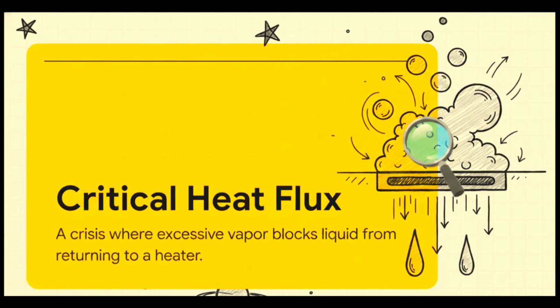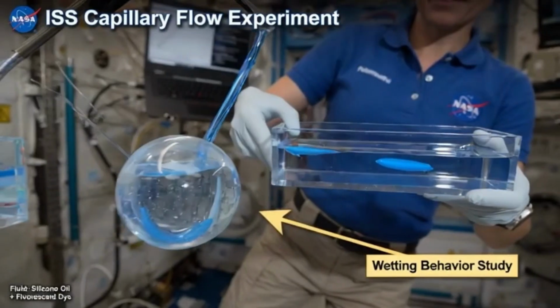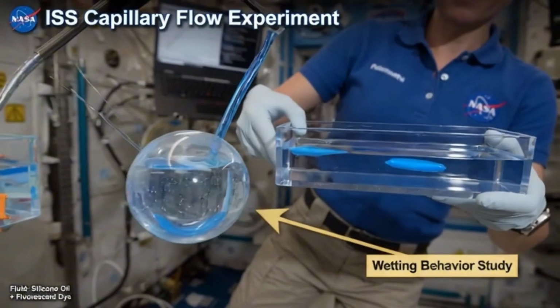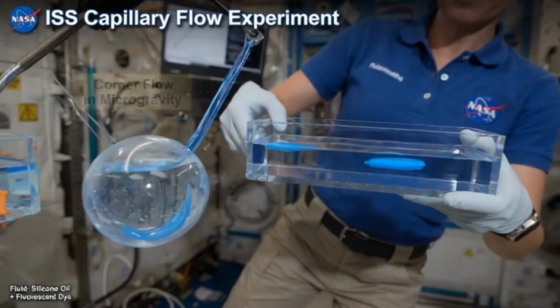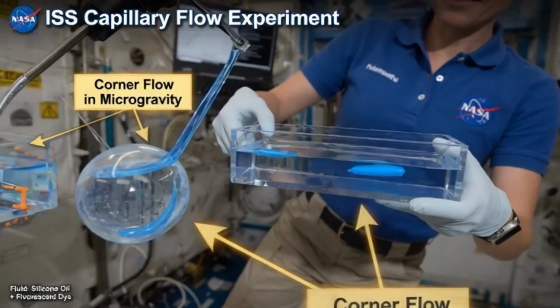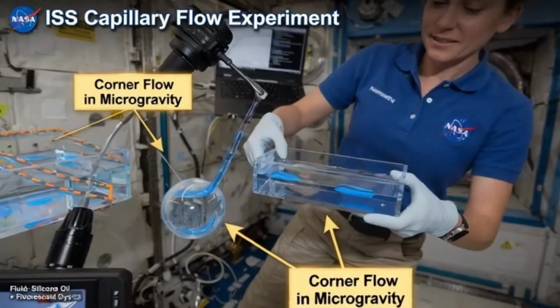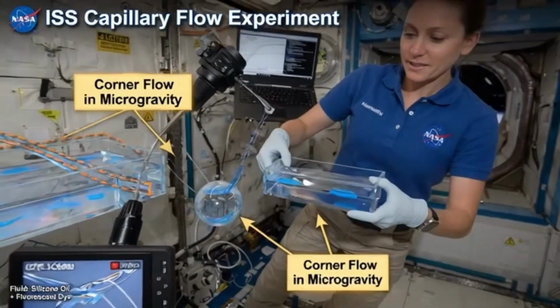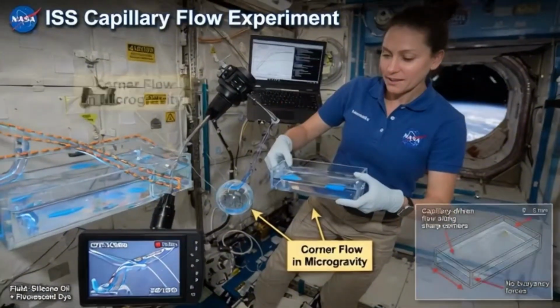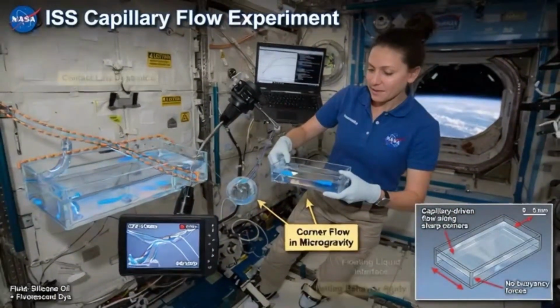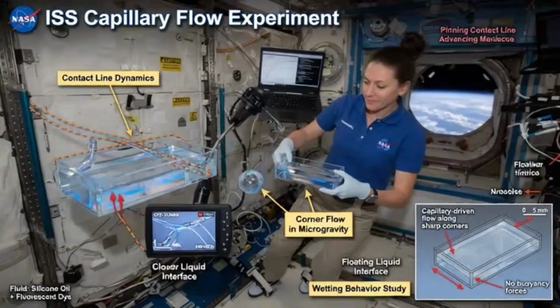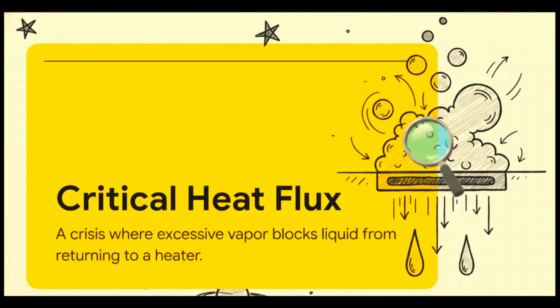This lack of buoyancy triggers a catastrophic fluid dynamic crisis known as the critical heat flux, or CHF. Now, this isn't just a heater getting a bit too hot. It is a total phase change failure. That excessive vapor literally blocks the liquid from ever returning to the heated surface. And because buoyancy is basically non-existent in space, this CHF threshold is significantly lower up there than it is on Earth. That vapor forms a stubborn insulating layer that entirely chokes off heat transfer. Not exactly what you want happening in a spacecraft.